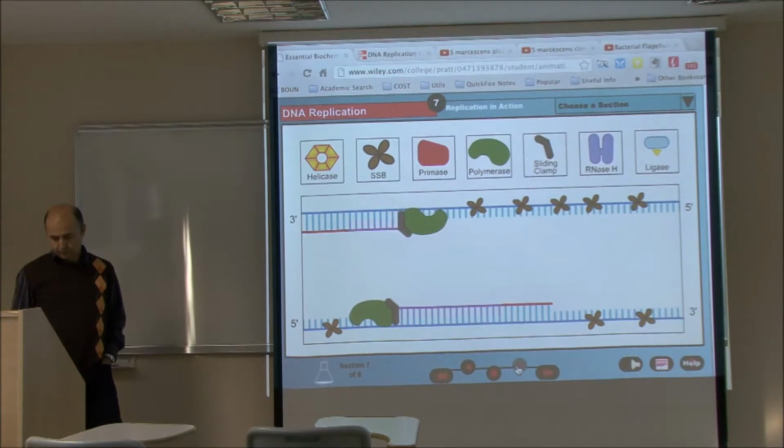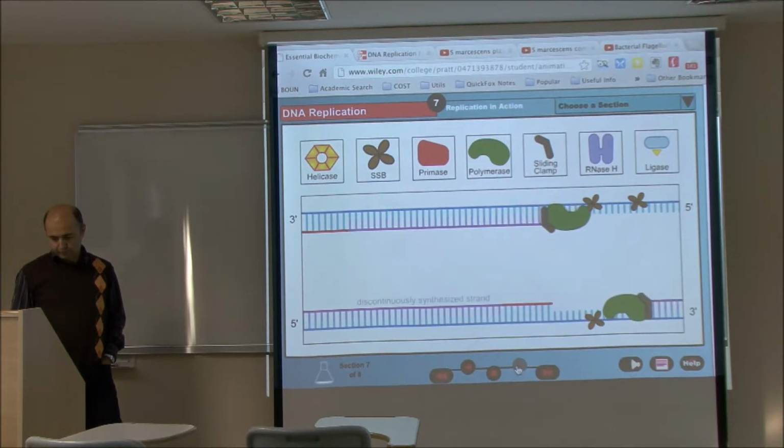Remember, both template strands move through the replication factory in the same direction, and DNA polymerase can only synthesize DNA from the 5' end to the 3' end. Due to these 2 factors, one of the DNA strands must be made discontinuously in short pieces which are later joined together.